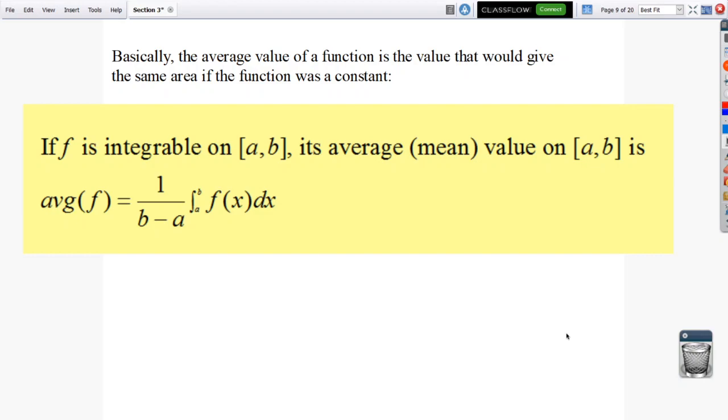That is an important thing that comes up every year on the AP test. This is the average value formula for a function. If I ever say what is the average value of a function, this is the formula that you need to have memorized. 1 over b minus a times the integral from a to b of f of x dx. Write it down, write it on one of your note cards that you study from. You know it now. It's indelible in your brain.